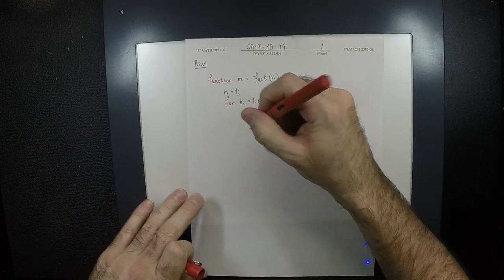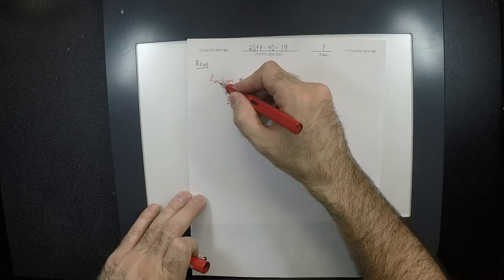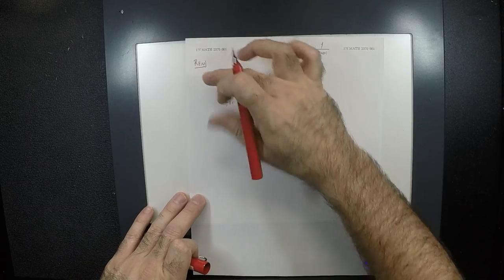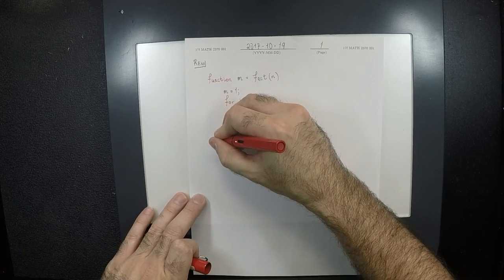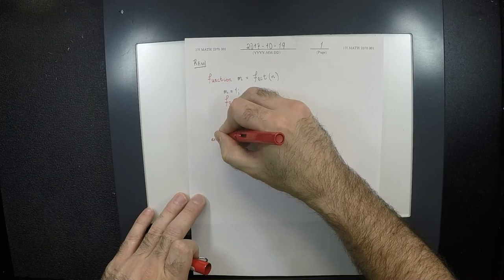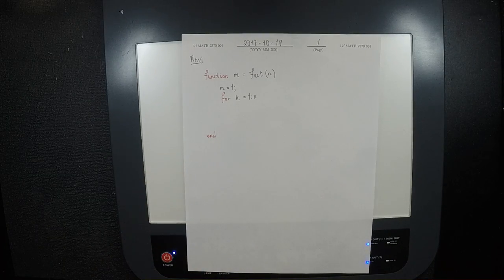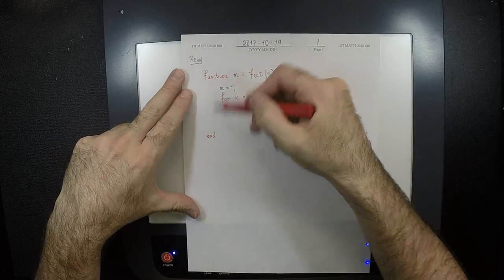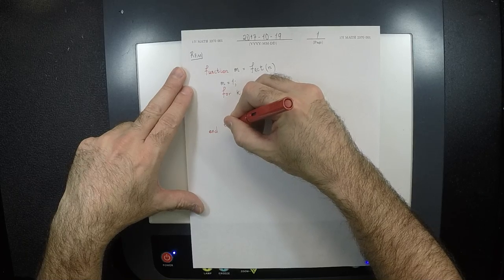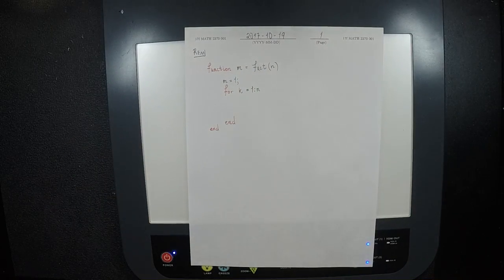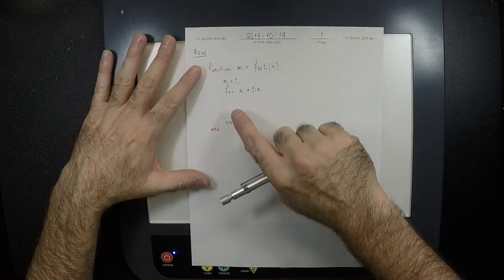So now, just like this function has its body, all the stuff inside of the function is indented one position, and the end of the function is here. So end. Just like the function has its beginning and its end, the for loop has its beginning and its end. So something like this. And what we need to do is fill in the body of the loop so that this function will be computing factorial.